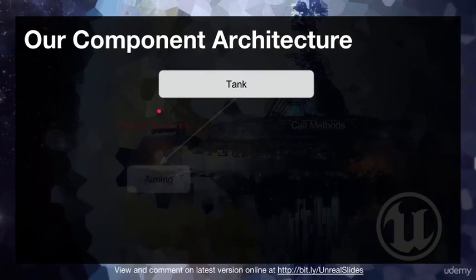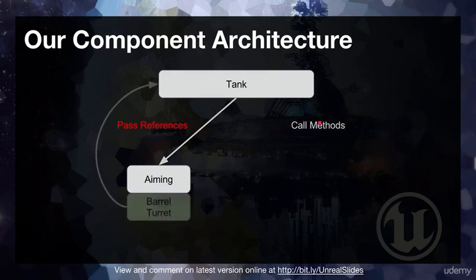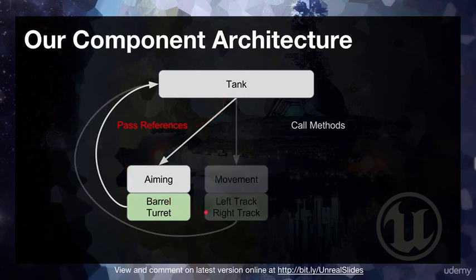So we have a tank, and we're passing those references to the aiming component, as I just told you. We're also calling methods on the aiming component. But the aiming component, the only reason we need a barrel and turret on the tank is because the aiming component needs it. So it's kind of a bit backwards. We're passing it around in a loop, right? And the same thing with the movement.